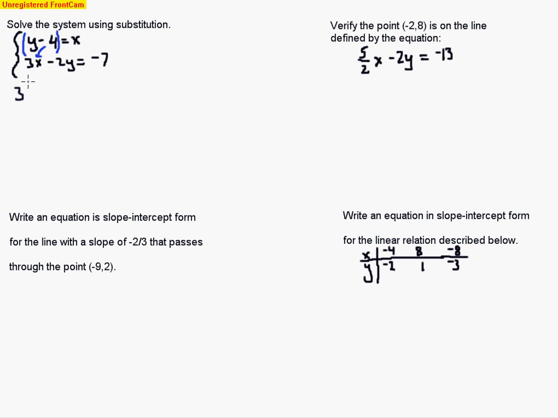So it's 3 times x, so 3 times y minus 4, minus 2y equals negative 7. So you go ahead and do some work there. Distribute this 3 over that subtraction and see what we get. So here we have 3y and then a minus 12 minus 2y equals negative 7.